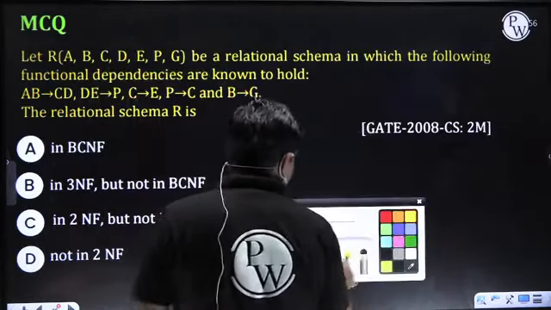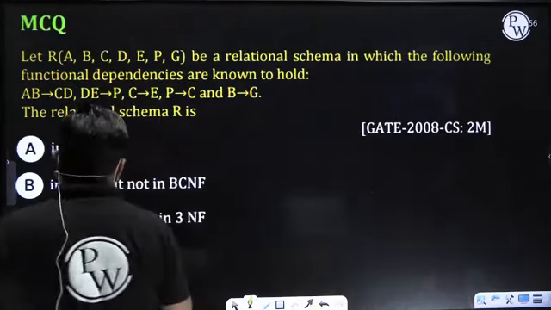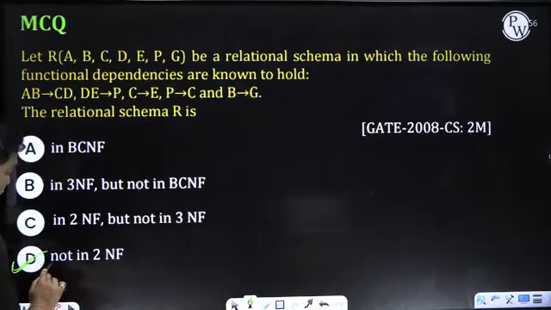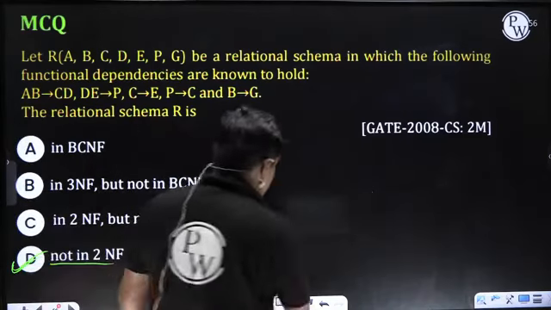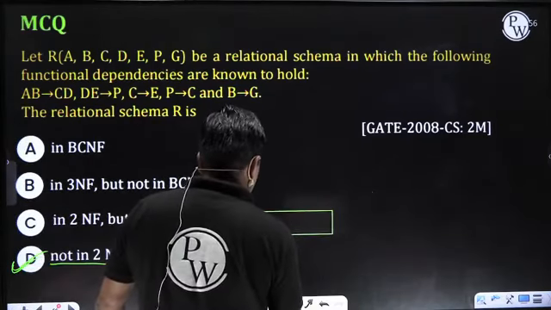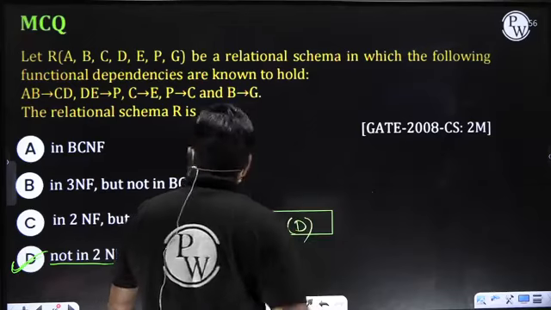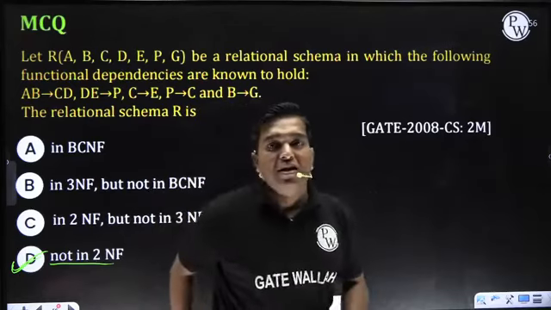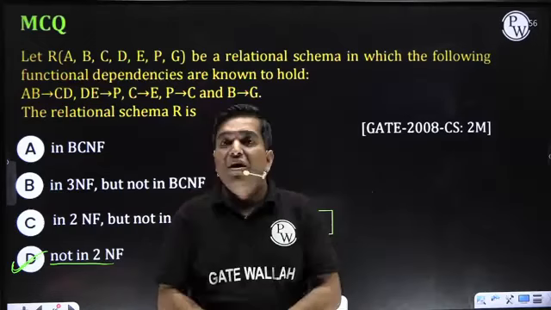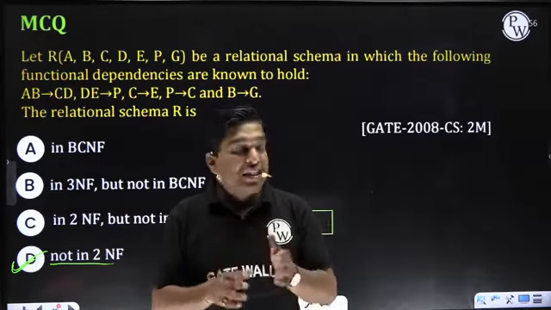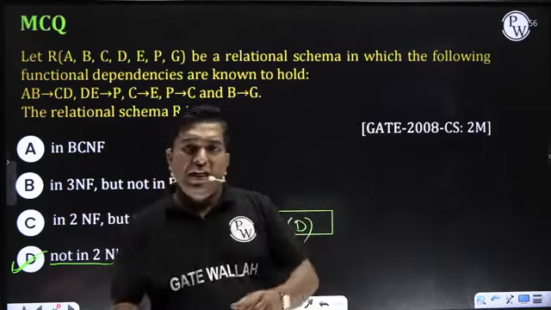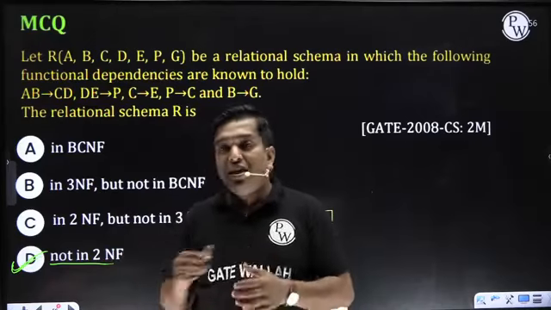So here, what can you conclude? Not in 2NF. So directly you can say D is the correct answer for this question. This relational schema is only in 1NF but not in 2NF due to the partial dependency B determines G. So D is the correct answer.